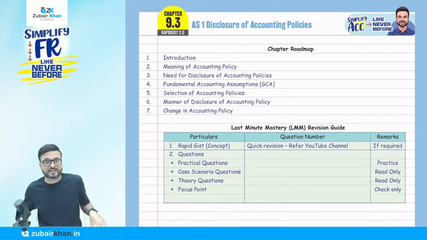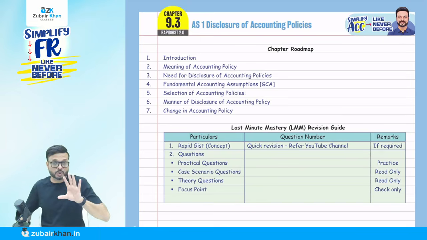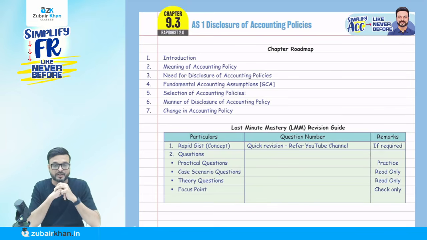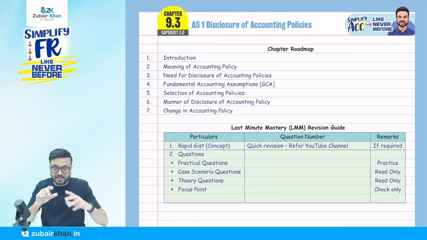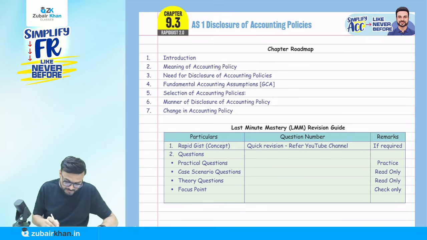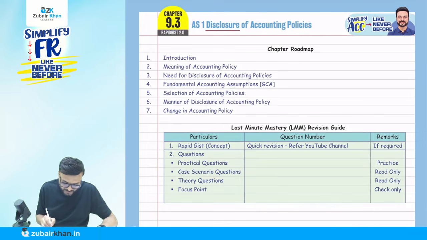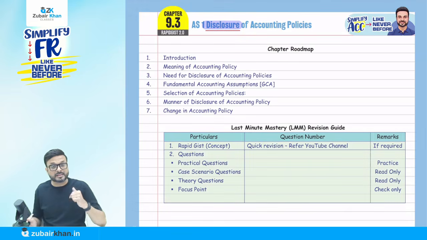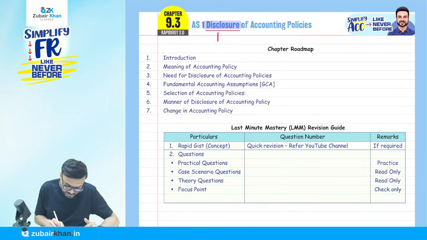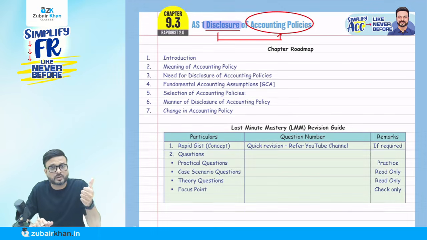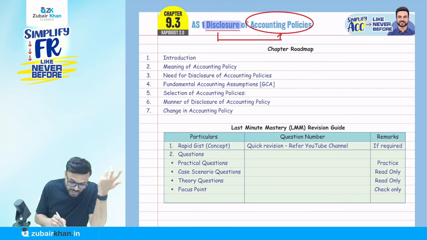So let's start. Accounting Standard 1, that is disclosure of accounting policy. Remember that, as you can see, the name of the accounting standard is disclosure of accounting policy. So what does it say? These accounting standards are talking about disclosure. What do we have to disclose? We have to disclose the accounting policy. So AS1 talks about the disclosure of what? Accounting policy. But where do I have to disclose this?